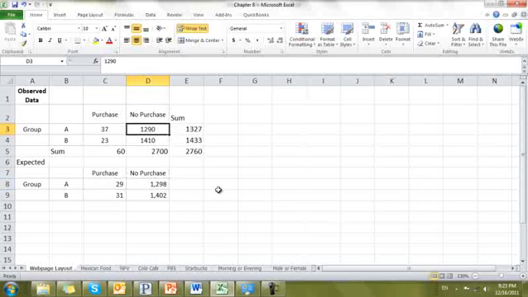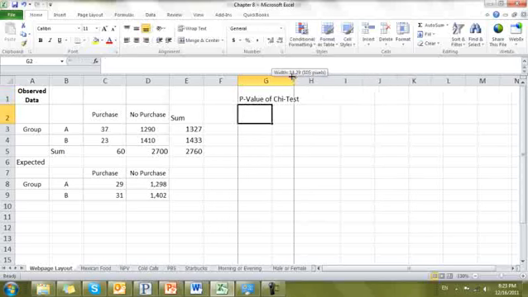However, I got 1,290. I would have expected 31 purchases in group B, but I got 23. So far fewer were observed than what I expected. And then in terms of no purchases, it was about the same. Great. Now we need the p-value of the chi-square test. How are we going to get that?